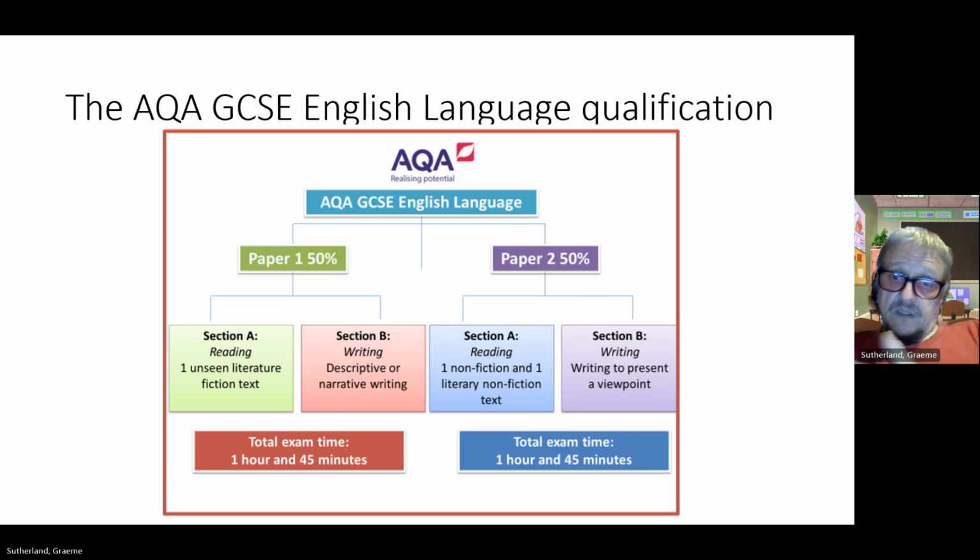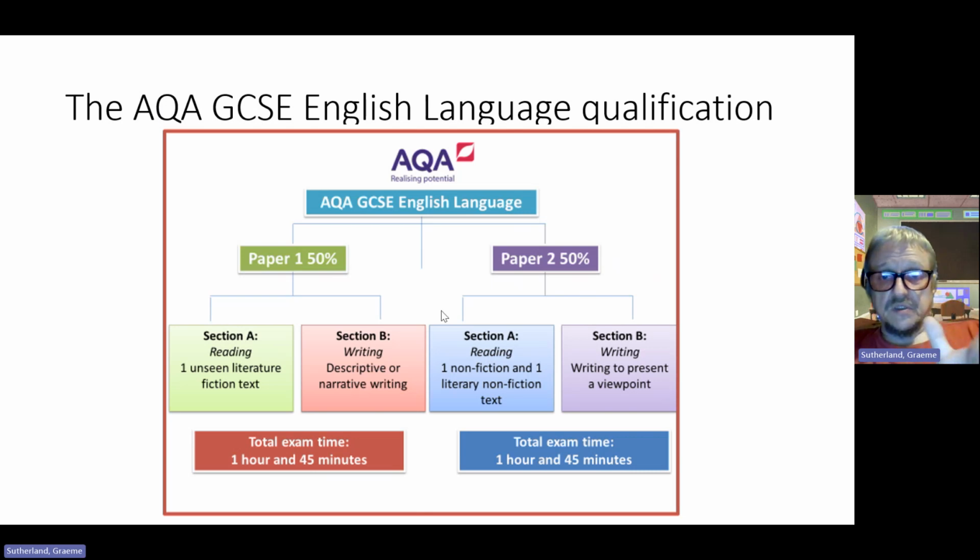And that will be in the form of one of those types of writing, like a letter or an article or a blog and so on. Both of the exams last 1 hour and 45 minutes, and they are equally weighted, as I said. Now, there is also a spoken language component to the GCSE English.